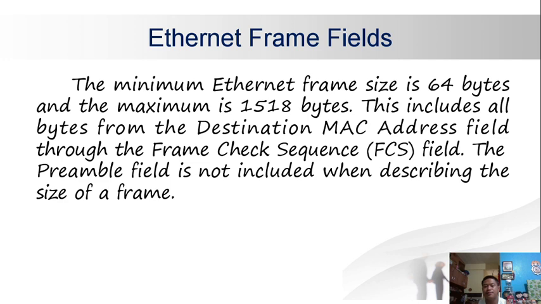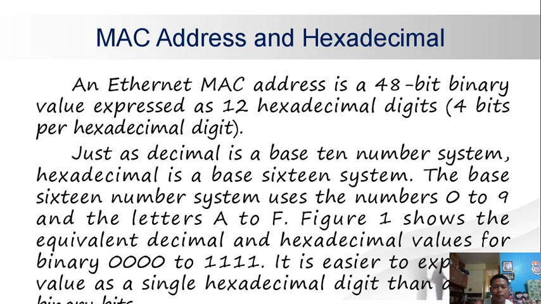Ethernet frame fields. The minimum Ethernet frame size is 64 bytes and the maximum is 1518 bytes. This includes all bytes from the destination MAC address field through the frame check sequence (FCS) field. The preamble field is not included when describing the size of a frame.